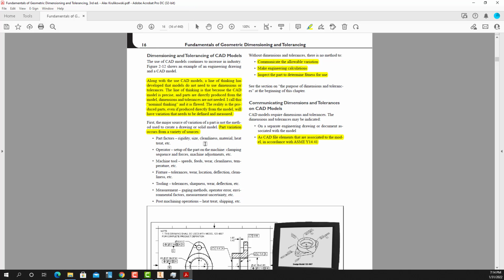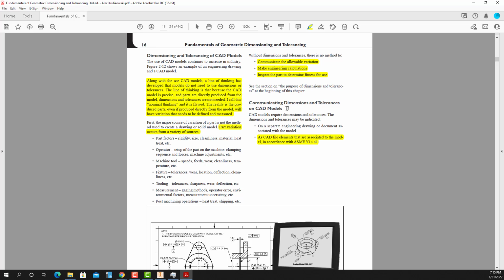All right, part variation. Okay, we already talked about it. Rigidity, size, cleanliness, setup, machine tools, feed, speeds, wear, temperature, fixturing, tooling, measuring methods, and heat treating, secondary operations, chemical conversion coating. All right, without dimensions and tolerances, we could not communicate the allowable variation or make engineering calculations. I cannot say without tolerances if my parts are going to work together at their worst case. At nominal, they'd be fine, but nothing is made perfect. Inspect the part to determine the fitness of use.